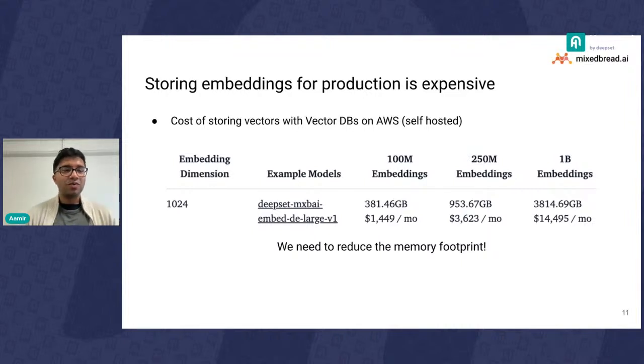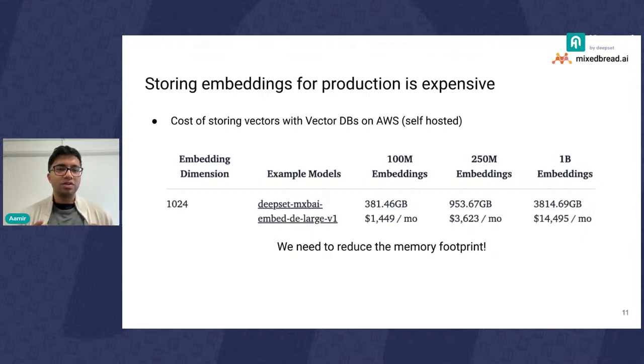Cool. If you want to store a lot of this information in a vector database, for example in AWS, this costs a lot. Let's take a look at an example. Our model puts out 1024 dimensions, and if you want to store 1 million embeddings, this would cost you around $1,500 per month just for storing them. If you go further in scale, to 200 million, 250 million vectors, this costs you around $3,600. And for 1 billion embeddings, you are already at around $14.5 thousand.